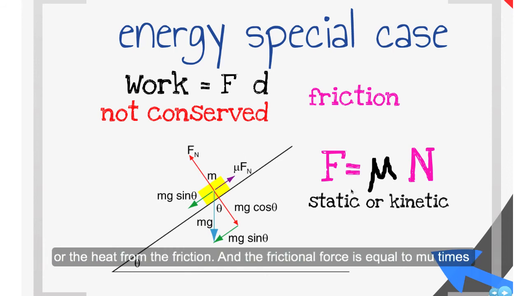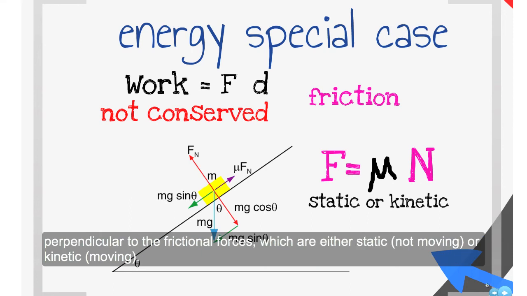And the frictional force is equal to mu times the normal force, and the frictional force is always parallel to the direction of motion, and the normal force is always perpendicular. It's either static or kinetic.